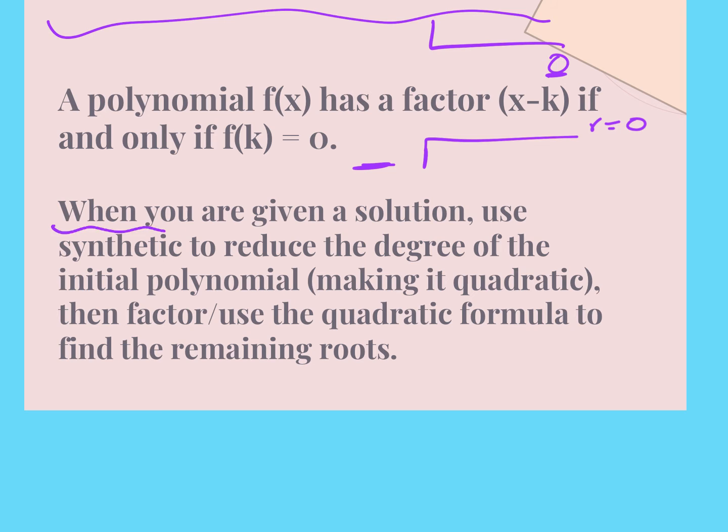So if you are given a solution, if I give you one solution, you're going to use that answer on the outside of your synthetic division to reduce your polynomial a degree. The remainder should be 0 if you do it correct. And then whatever's left will become quadratic, and then you can solve either complete the square, sometimes it's factorable, not usually, but sometimes it's factorable, or fall back on your quadratic formula is probably what I would recommend.